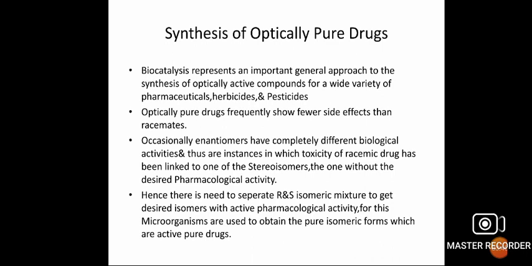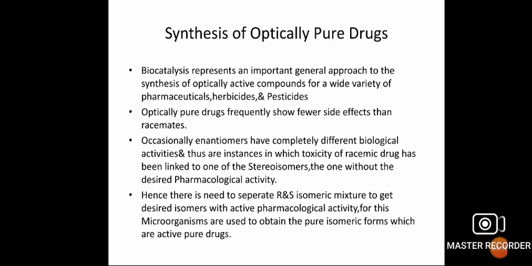Optically pure drugs are more frequently preferred as they are known to show fewer side effects than the racemic mixtures, which are known to have both R and S configuration. Occasionally, enantiomers have completely different biological activities, and thus there are instances in which the toxicity of a racemic drug has been linked to one of the stereoisomers, the one without the desired pharmacological activity.